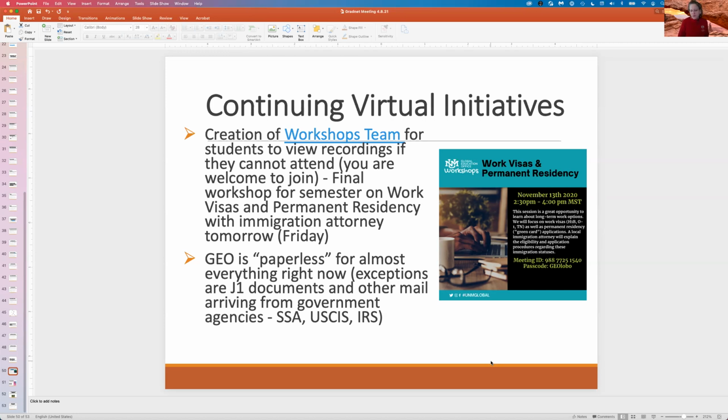We are paperless for almost everything right now, except, as I said, the J-1 documents and other mail arriving from government agencies. So we're still doing individual tax ID numbers from the IRS. We get Social Security cards.